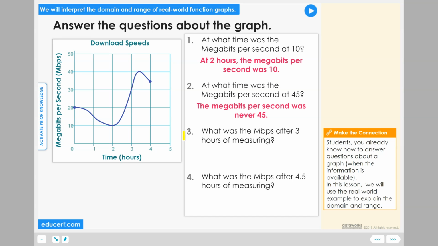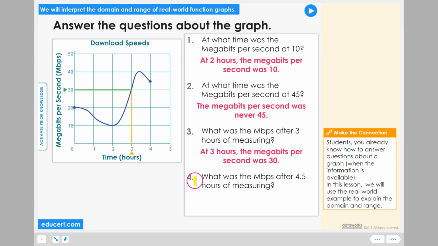Let's check your answers. Problem number 3. What was the megabits per second after 3 hours of measuring? Starting now with the time measurement at 3 hours, tracking up the graph at 3 hours shows a reading of 30 megabits per second. At 3 hours, the megabits per second was 30.